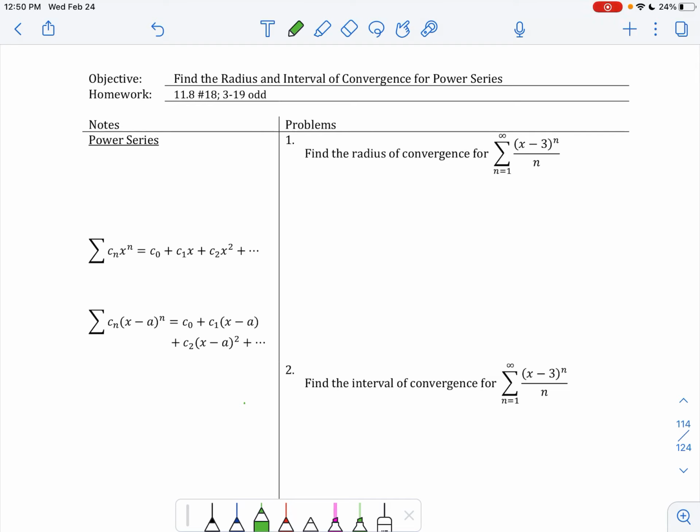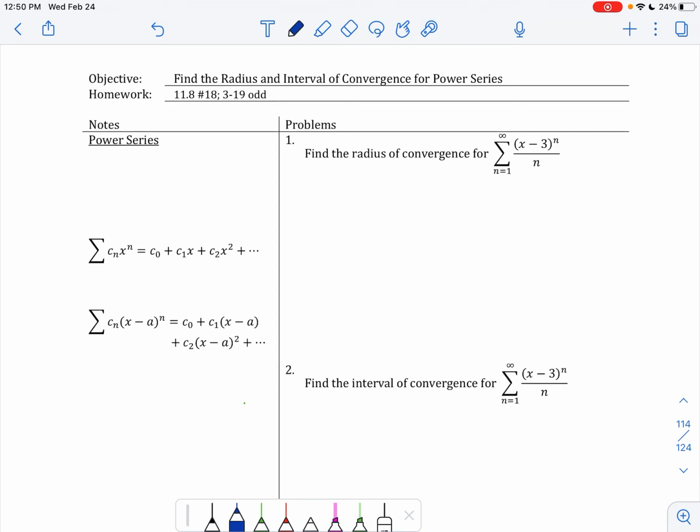But we are going to start on 11.8 and the rest of chapter 11 next week, which is talking about this idea called power series. So get yourself ready for notes, and we're going to get started by introducing power series and reviewing the ideas of radius and interval of convergence.